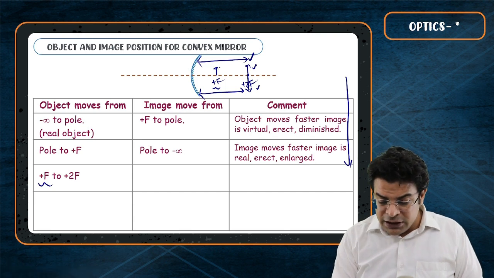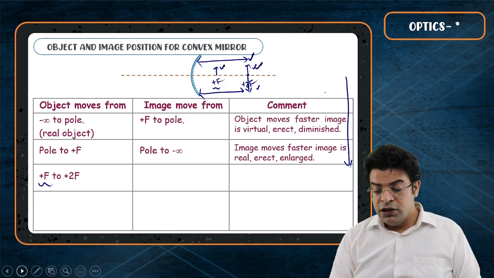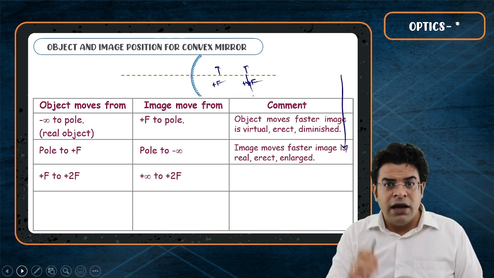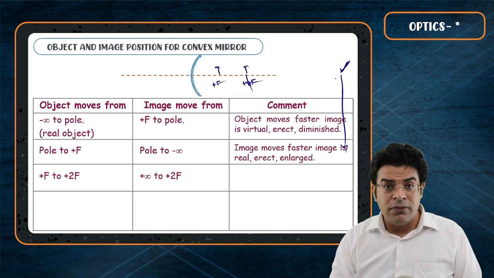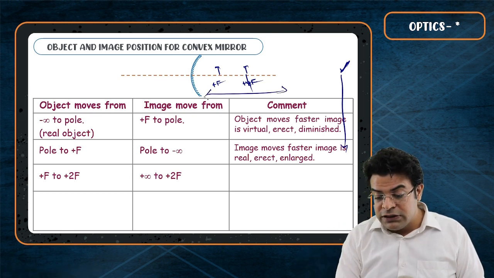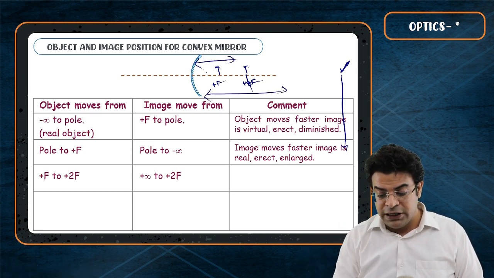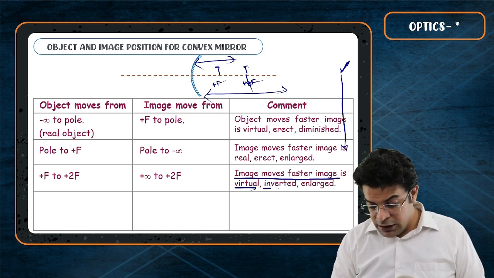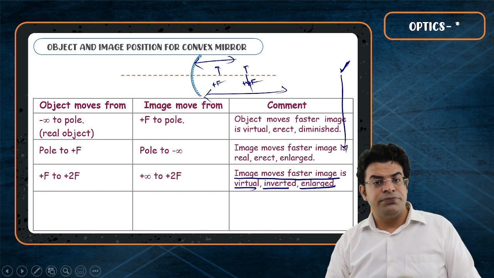So when the object moves from plus f to plus 2f, the image moves from plus infinity to plus 2f, and the image is virtual, inverted, and magnified. Image is always at more distance in this range compared to the object. So you will say that the image moves faster, image is virtual, inverted, and enlarged.